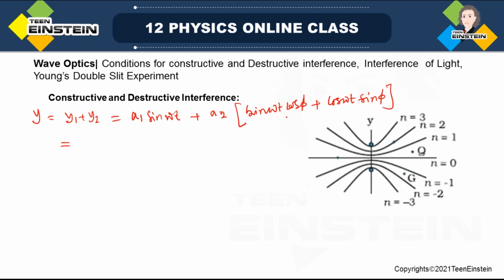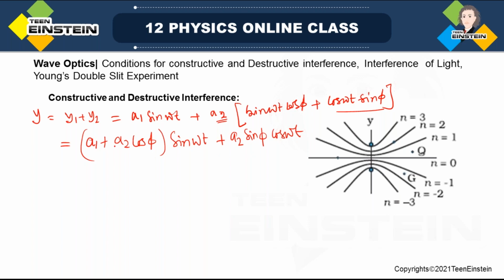Now look what I can do. I'll just take sin omega t as common. Look here, a2 cos phi into sin omega t. Okay, sin omega t, and I can write this along with this. I'll keep it like this: a2 sin of phi and cos omega t, sin of phi cos of omega t.